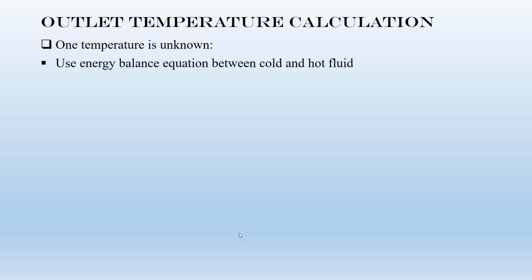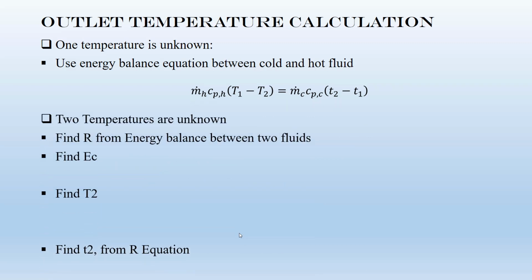So for the temperatures, if you have one unknown temperature, you can simply use the energy balance between the cold and hot fluid to find the unknown temperature. If you have two unknown temperatures, we already discussed it, you can write the energy balance for the cold fluid, energy balance for the hot fluid, and also Q equals U A times F times the log mean temperature difference. If you solve these three correlations simultaneously, you can actually find the T1 and T2.